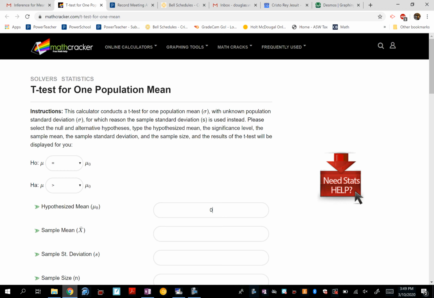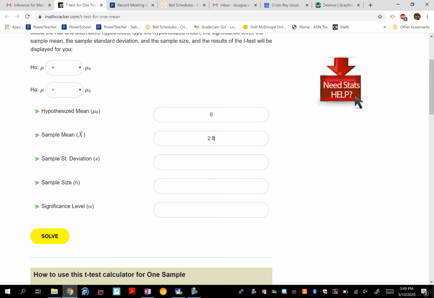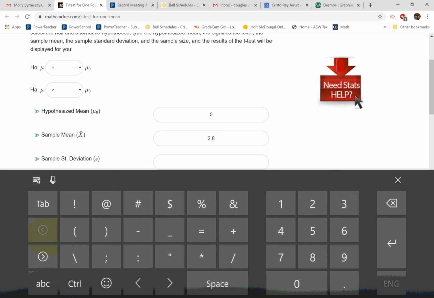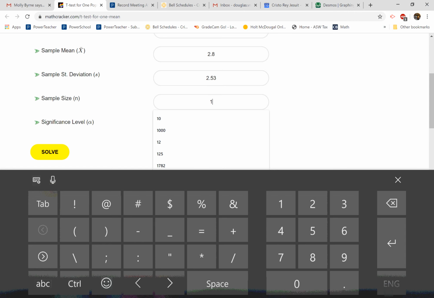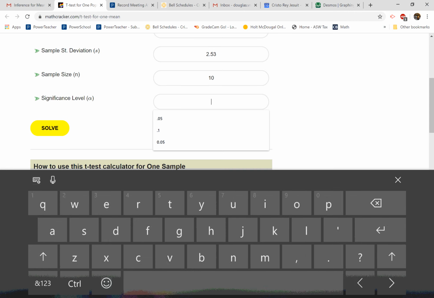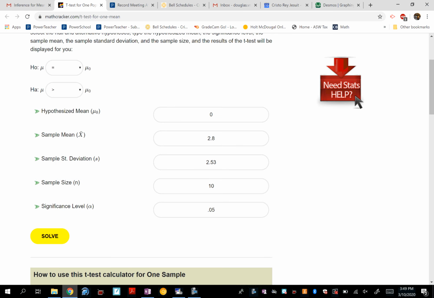All right, what is the average difference from our sample? 2.8. Okay, what is our sample standard deviation? 2.53. Great. Sample size? 10. And then for our significance level? Sounds good. All right, and solve.